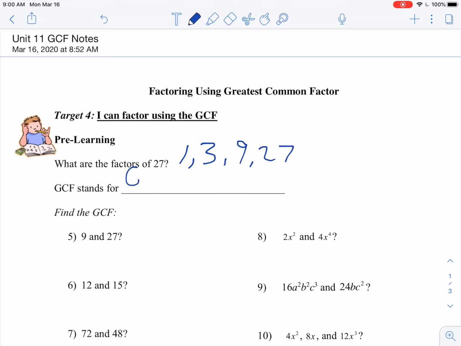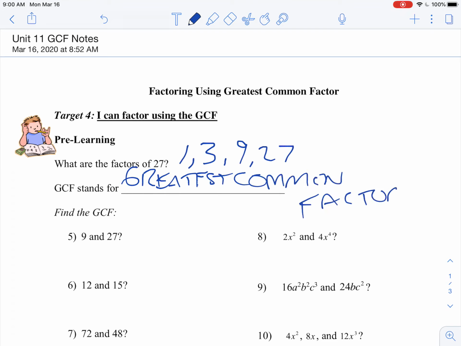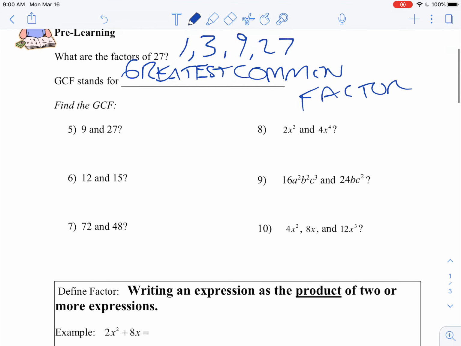GCF stands for greatest common factor. And when you have a pair of numbers like 9 and 27, what we're asking for is the biggest number that you can divide both numbers by. So you can divide 9 by 1, 3, and 9. You could divide 27 by 1, 3, 9, and 27. So 9 is the biggest number that goes into both.